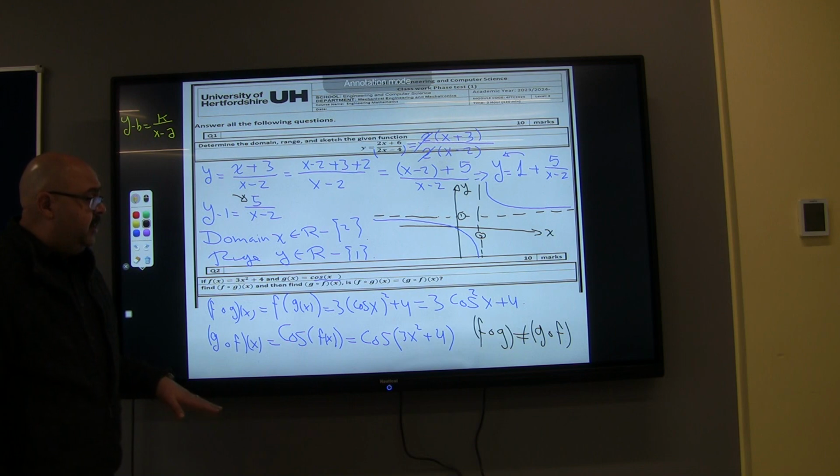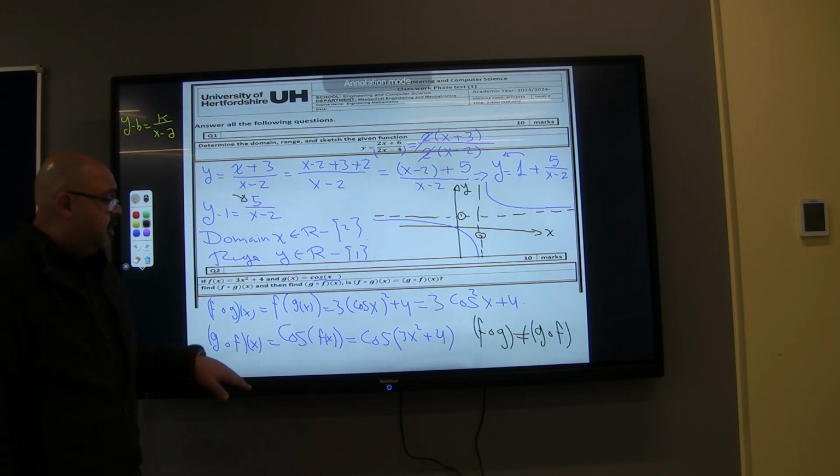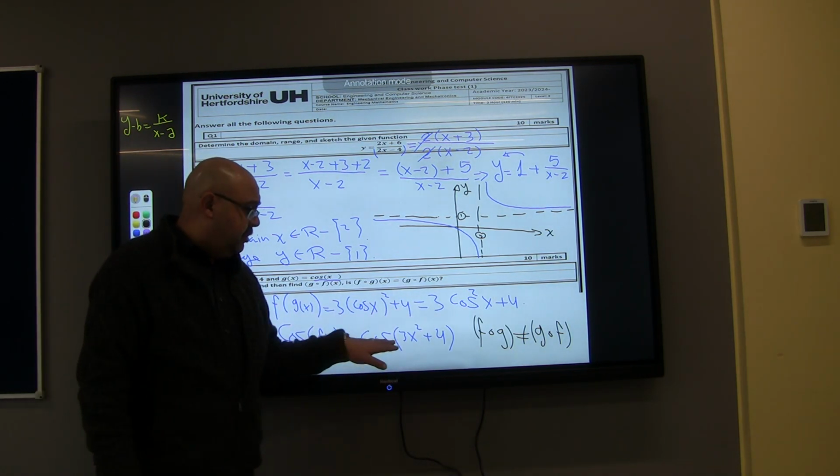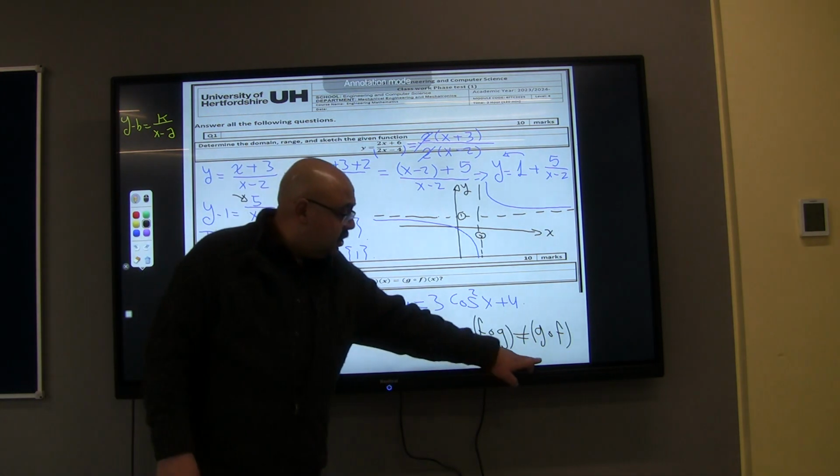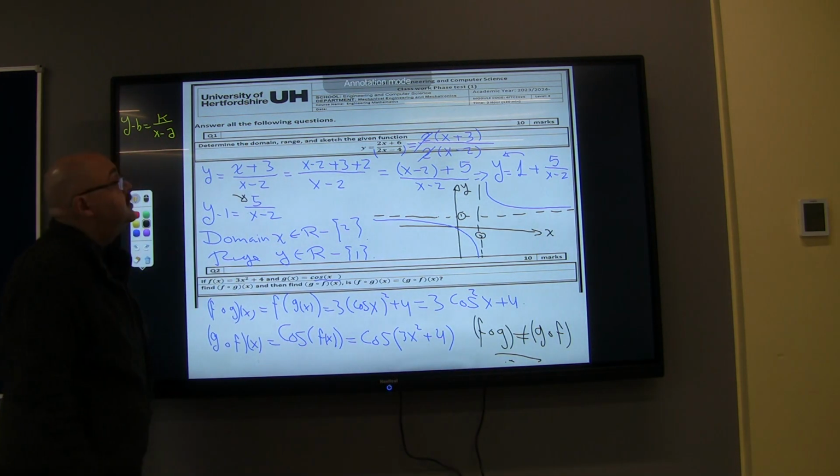For this model grading, I've given 4 marks for the first part, another 4 for the second, and 2 marks for identifying this result.